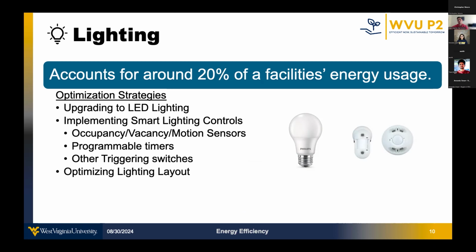You can install occupancy sensors, daylight harvesting, automated dimming, programmable timers, and other triggering switches to ensure that lighting is used only where and when it is needed. This reduces waste and improves overall efficiency. And finally, optimizing the lighting layout is also a big one, to match the specific needs of the space and ensure that there are no overlit areas, which can lead to unnecessary energy use.